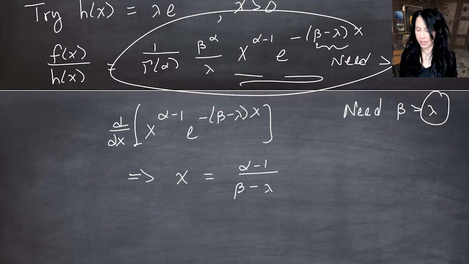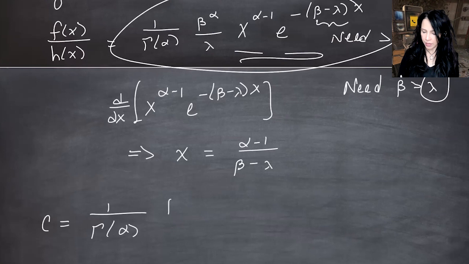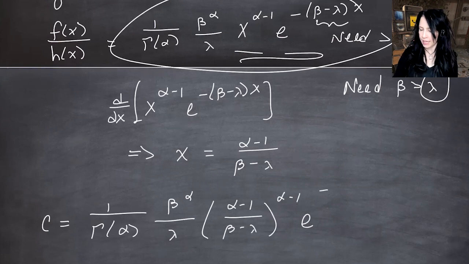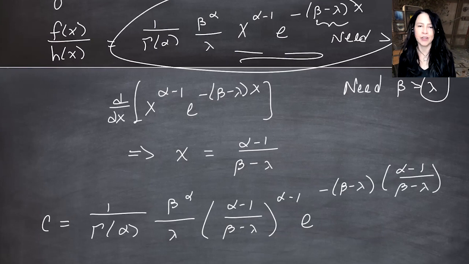And you could check with the second derivative that you didn't minimize it if you wanted. So this means that my C is 1 over gamma of alpha, beta to the alpha over lambda. I'm plugging in for x, (alpha minus 1) over (beta minus lambda), to the alpha minus 1, e to the minus (beta minus lambda) times (alpha minus 1) over (beta minus lambda). So I do get some cancellation out there, but it's just a big funky constant.